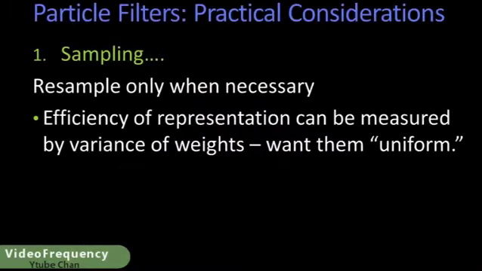And you can do that by just taking a look at the variation in the weights. I want them as uniform as possible, and as long as they have a certain amount of uniformity to them, I won't resample. So that reduces the number of times you do resampling.